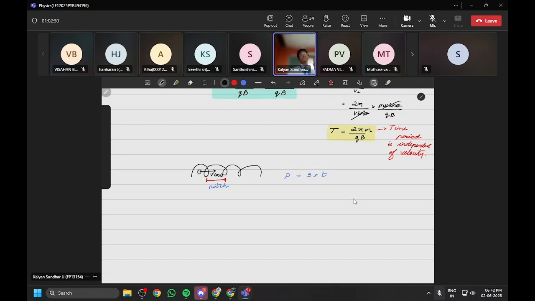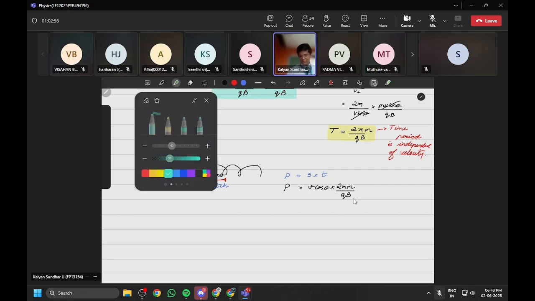The pitch is due to which component? Due to the horizontal component only, the V cos theta. So the pitch P will be equal to V cos theta into the time period. What is the time period? Whether you go horizontally or in vertical circular motion, it is going to be the same, 2 pi m by qB. This will be the pitch of the helical path.